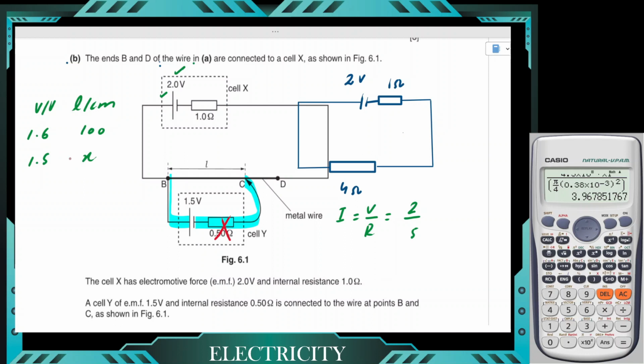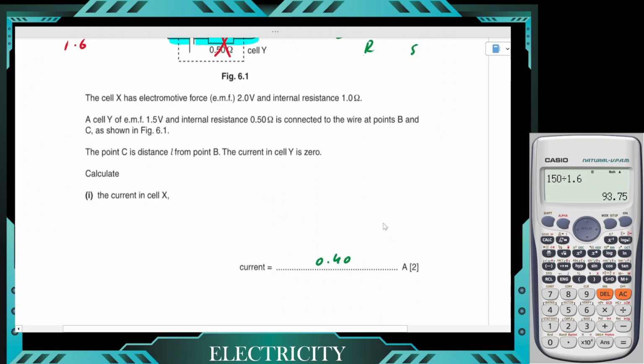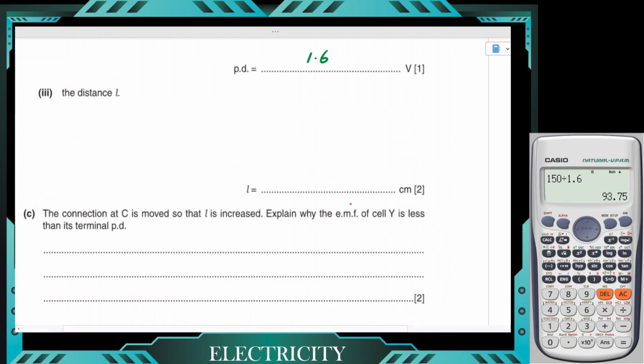So if we cross multiply, I'll be getting 100 times 1.5 divided by 1.6. Then I'll hit it on the calculator. So you get 150 divided by 1.6. You get 93.75. We'll round it off to 2SF, we'll get 94 centimeters.